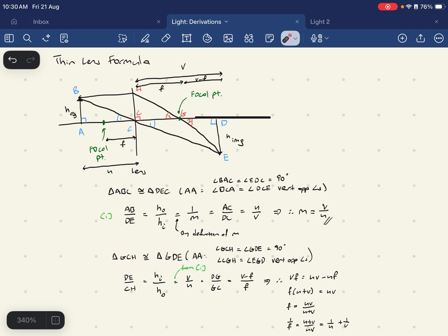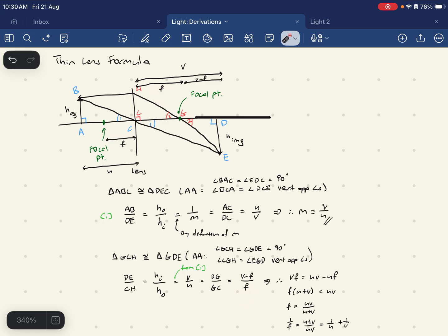Then you compare it to what you have in the picture. So DE you see is the height of the image, and CH you see is the height of the object, right? And from the previous result, you see that that is equal to V over U. That is now equal to DG, which is this part here, V minus F, over GC, which is just F.